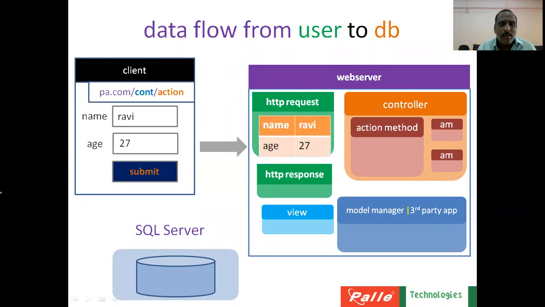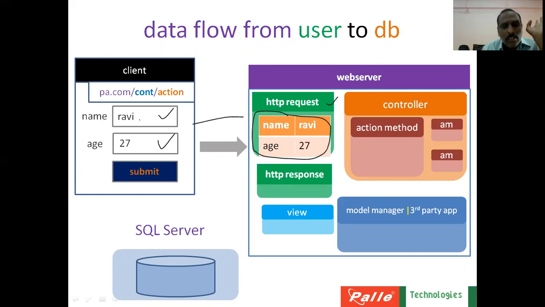And we already told you that whenever a postback request is coming, whatever data is coming from the browser will be stored in the HTTP request object. We already explained this. The HTTP request is a store for receiving the incoming data. Whatever data is coming from the browser will be stored in the request object.